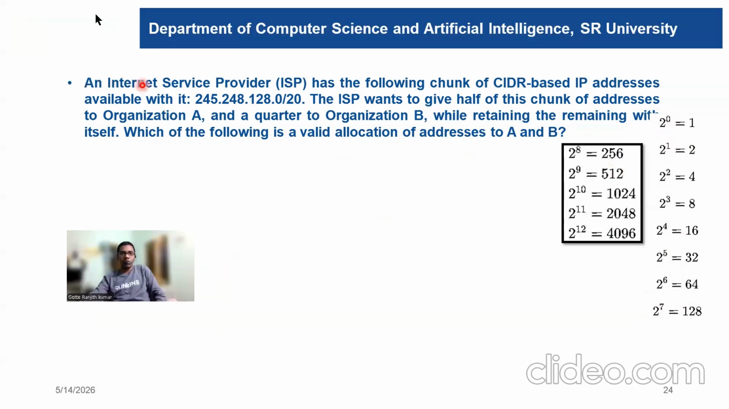So now once you go through this question: some internet service provider is providing the CIDR based IP address, that is 245.248.128.0/20. Okay. Divided into two parts, and the first half is given to organization A and 1/4 given to organization B. So then what is the starting address and ending address of those two organizations? So that we discuss here.